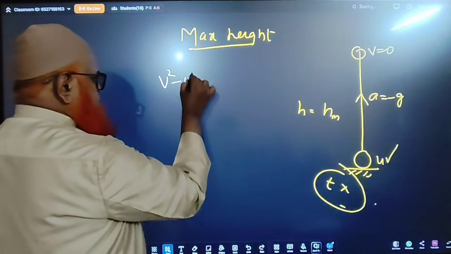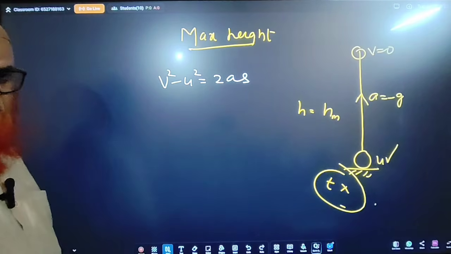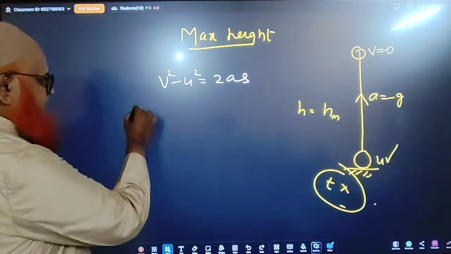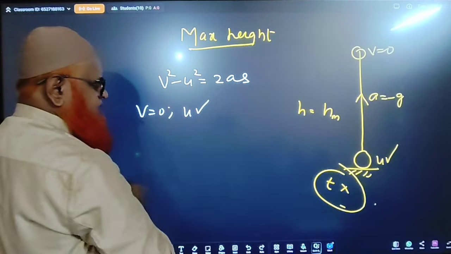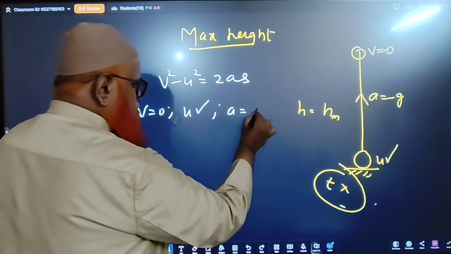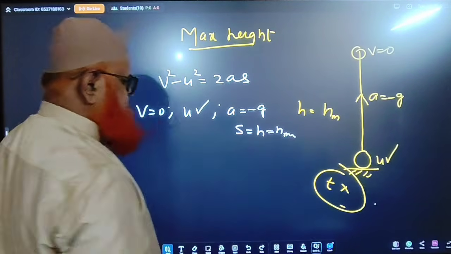V square minus u square is equal to 2as. This is the formula you have to select. And here final velocity is going to be 0. Initial velocity is in your hand. And a is equal to minus g. S is equal to h, which is nothing but h maximum.